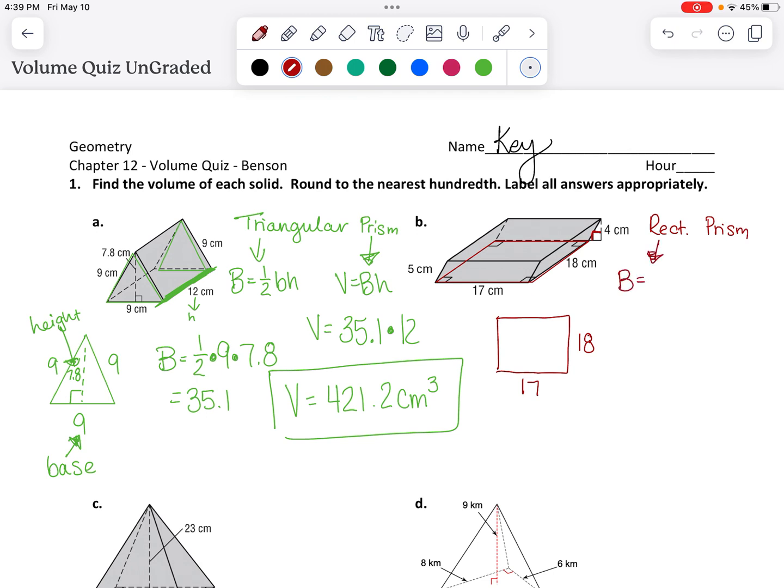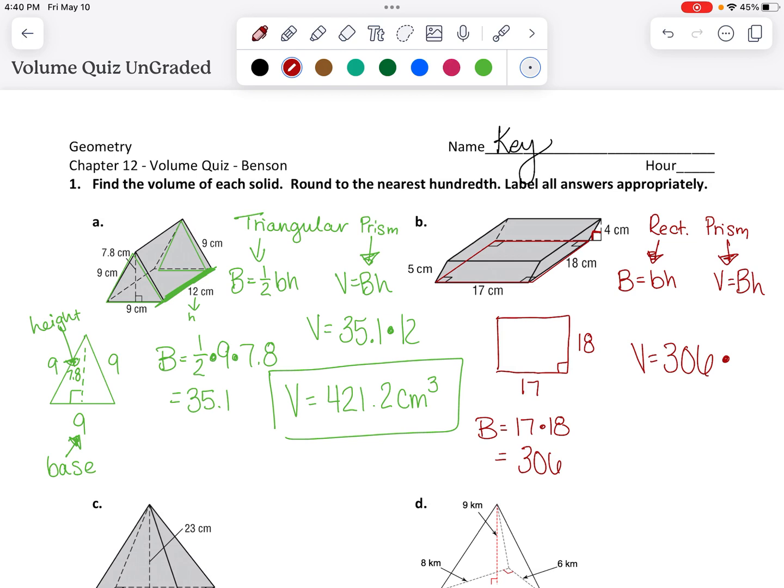So, rectangle has a base area formula of base times height. Prism, volume, capital base times the other height, which is not the same height. Since this is a right angle, my base and my height are my 17 and my 18 for this rectangle. So 17 times 18, was it about 300? 306. So volume is that 306 getting multiplied.